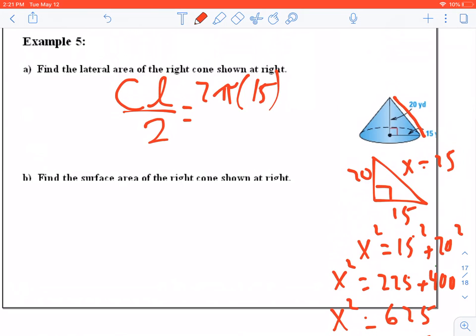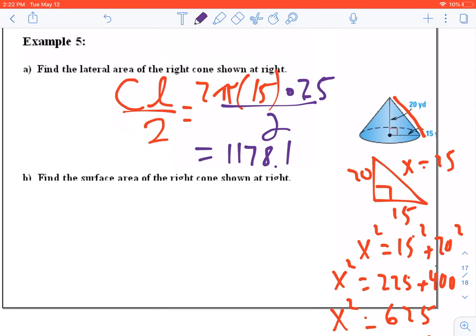So your circumference was 2 times pi times 15 times your slant height, which we just found to be 25, divided by 2. So pi times, so we get 1,178.1.